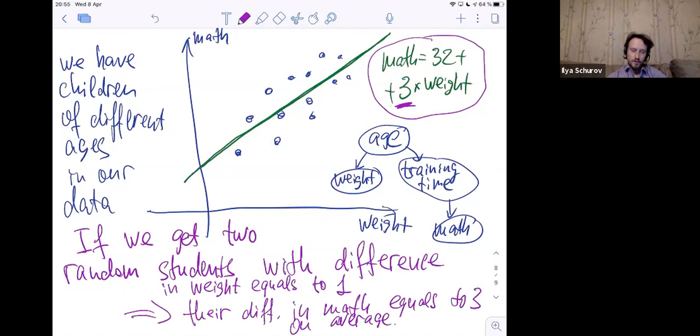So this interpretation is correct. It doesn't involve any kind of causal relationship. It does not involve any words like "increase of weight leads to increase of math," because that is incorrect here. But this interpretation is correct, and we have to think about our models in these terms. And we will discuss in the next classes how to use it to answer some causal questions sometimes.